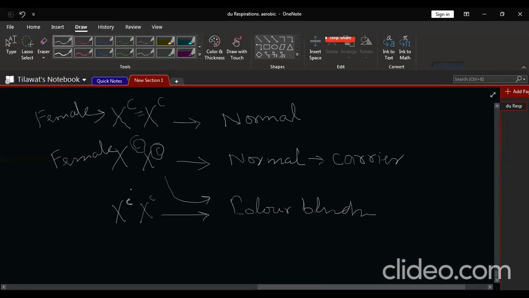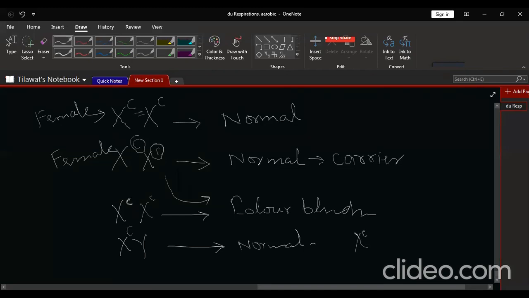Now for male, you know, a male has two chromosomes, X and Y. We know that color blindness is an X-linked disease, so that gene will be present on the X chromosome. For example, if this is capital C, this allele is dominant, and if this allele is dominant, this person is normal. Am I clear?